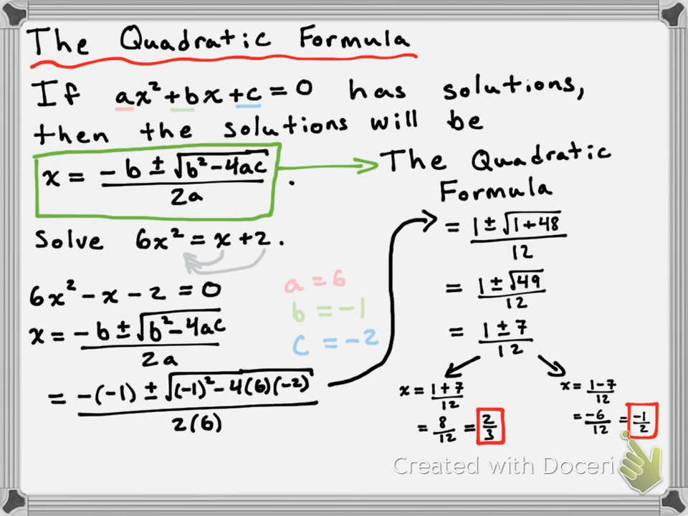And that means that if I were to take negative 1 over 2 and sub that into the left and right side of my original equation, I would get the same number on the left side as I would on the right side. So again, we could have solved this equation using the method of factoring, and we would have gotten the same answers.